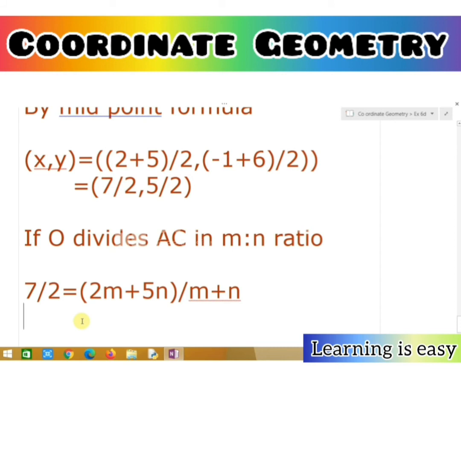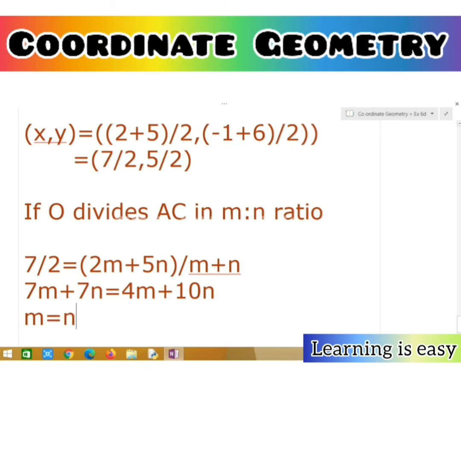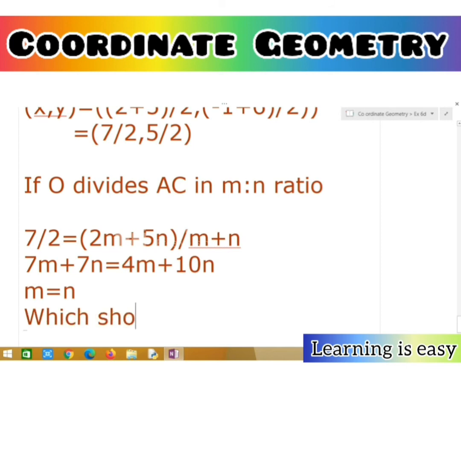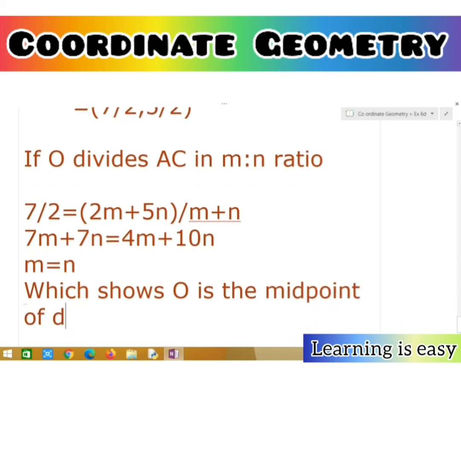So that's going to become, m plus n goes to the LHS, and the 2 from the denominator of LHS goes to the RHS. So 7m plus 7n equal to 4m plus 10n. So m equal to n, which shows the point O is the midpoint of the diagonals AC and BD.